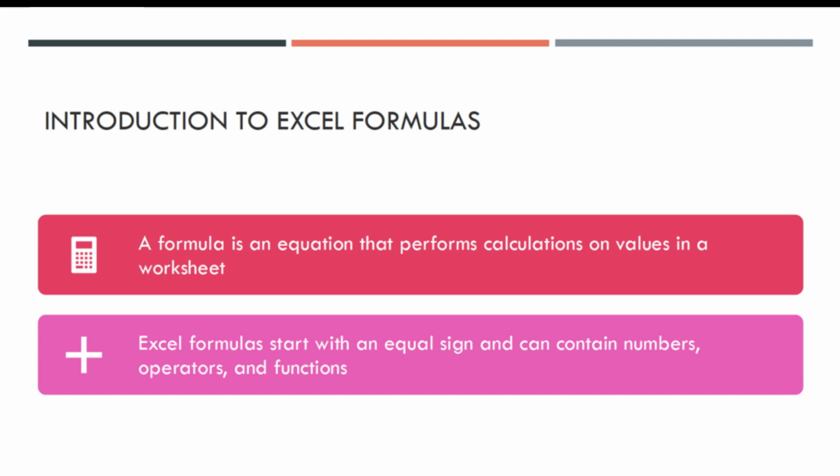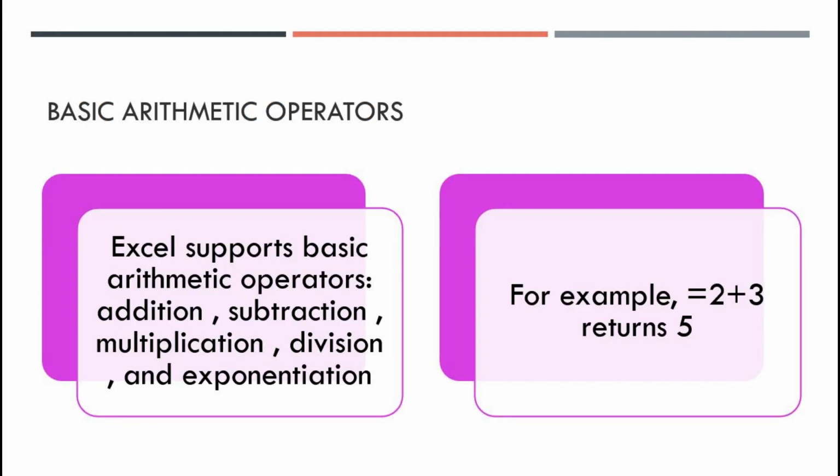Introduction to Excel formulas. A formula is an equation that performs calculations on values in a worksheet. Excel formulas start with an equal sign and can contain numbers, operators, and functions. Basic arithmetic operators. Excel supports basic arithmetic operators such as addition, subtraction, multiplication, division, and exponentiation. For example, =2+3 will return 5.